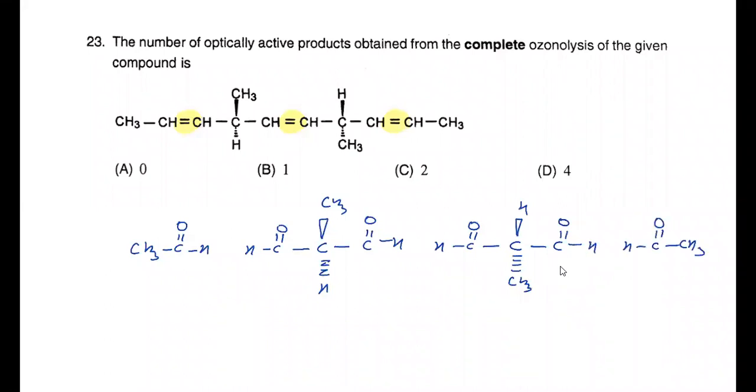And now it is asked how many of these are optically active. So just check the optical activity of these structures. You may easily notice that none of them has a chiral center. So no optical activity is observed in any of the products. So answer must be 0. So as per the given options, your answer is A. Clear?